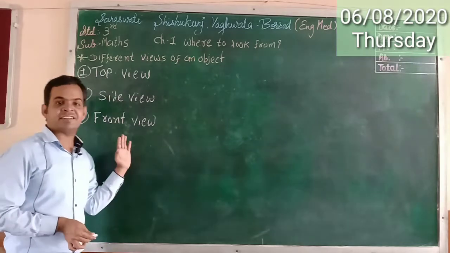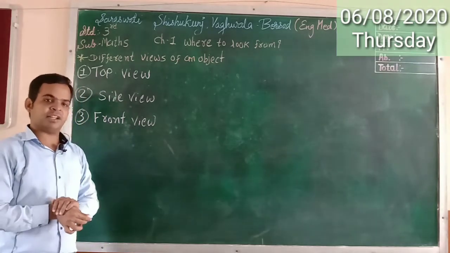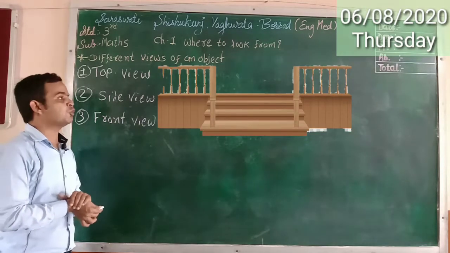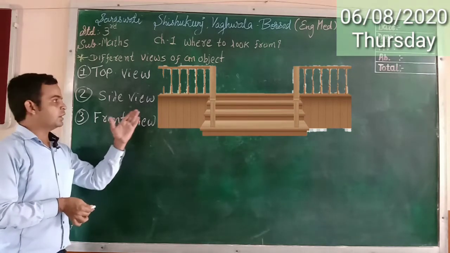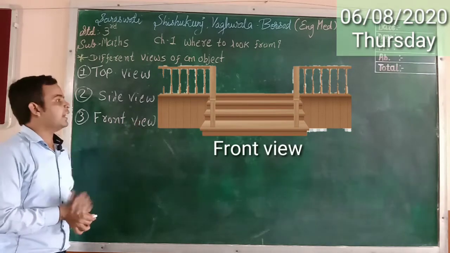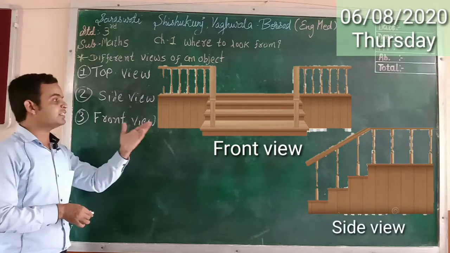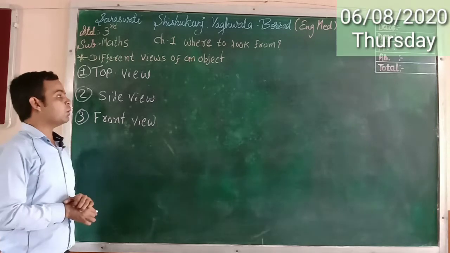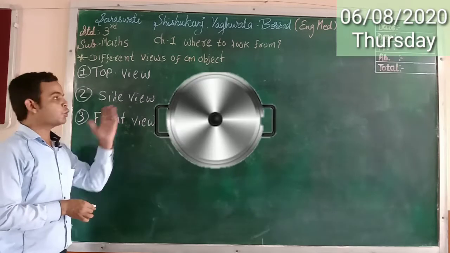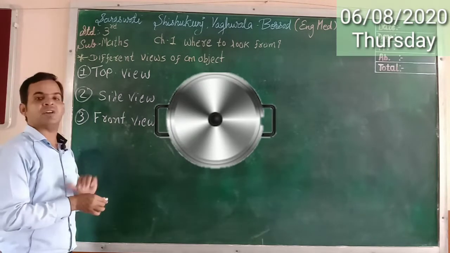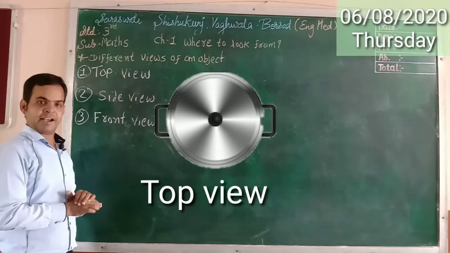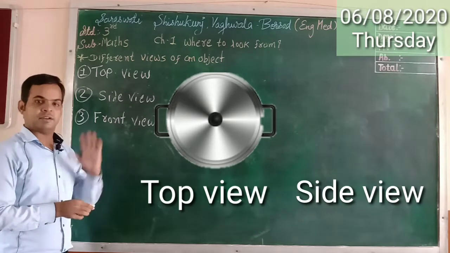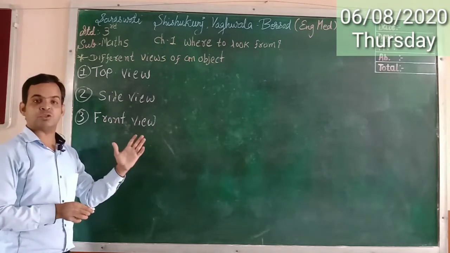To understand these three terms, here I will take two examples. If you see the picture of a staircase, you can see the first picture is the front view of the staircase, right? And in the second picture you can see the side view of the staircase. Now let's see the second figure, the cooker. In the first picture you can see the top view of the cooker, and in the second picture you can see the side view of the cooker, right? Understood about these two figures?